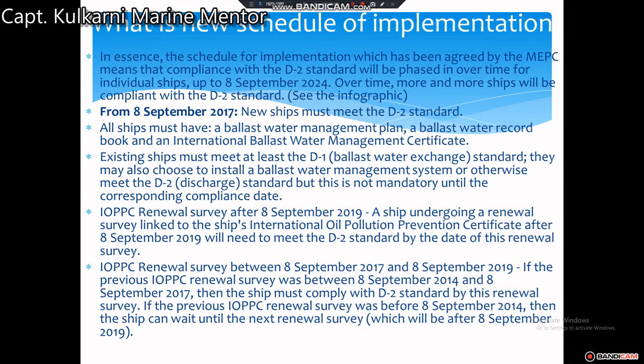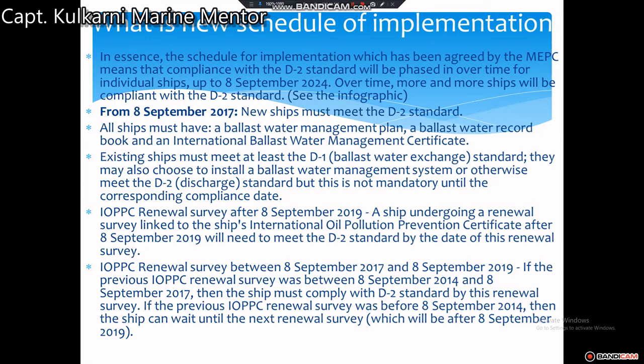IOPP renewal survey after 8 September 2019. A ship undergoing a renewal survey with the IOPP certificate will need to meet the D2 standard by the date of this renewal. Renewal survey between 8 September 2017 and 2019 has already been done. If the previous renewal survey is between 8 September 2014 and 2017, then the ship must comply with D2 standards by the renewal survey. If the previous renewal survey is before 8 September 2014, then the ship must wait until the next renewal survey. So most of the ships now have a treatment plant which is retrofitted.